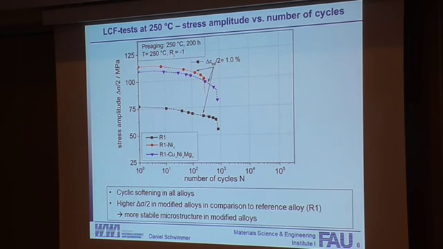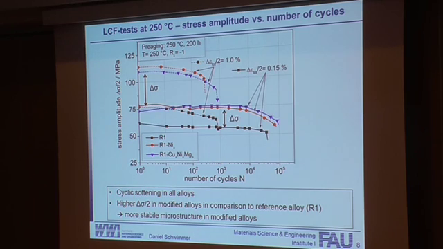If we compare this with the alloys, we have here a black one, our reference alloy, for 1% total strain amplitude. We have a higher delta sigma stress amplitude in comparison to our reference alloy. So that's what you can see here. And in all three alloys we have cyclic softening. So we also have a higher delta sigma in our modified alloys in comparison to our reference alloy.